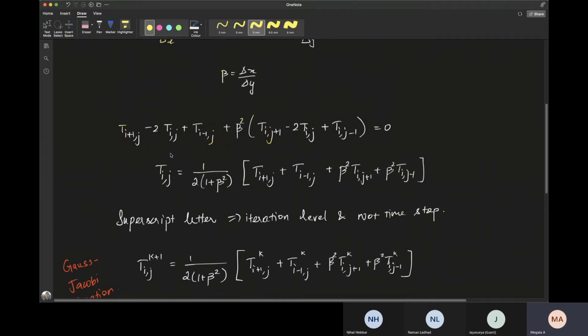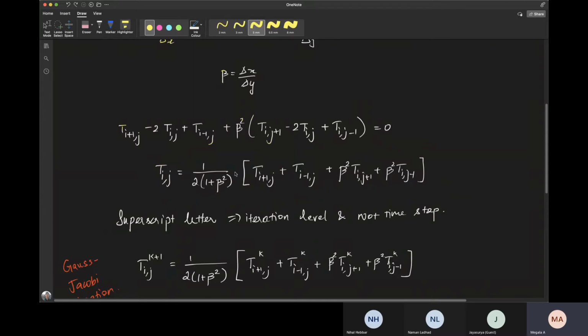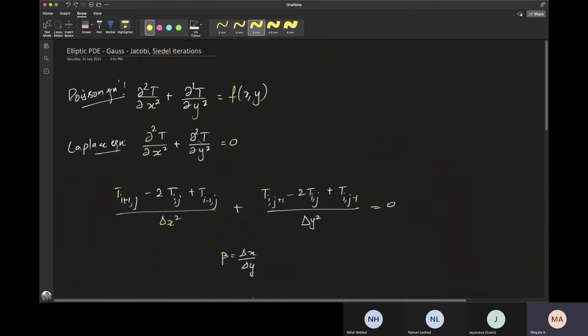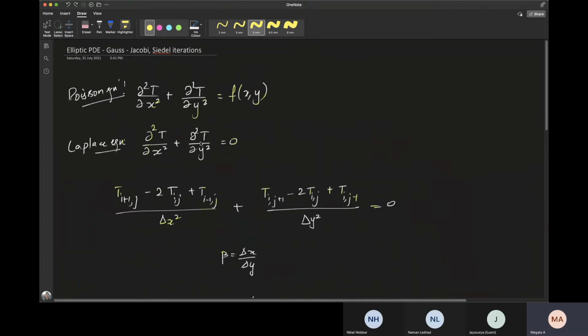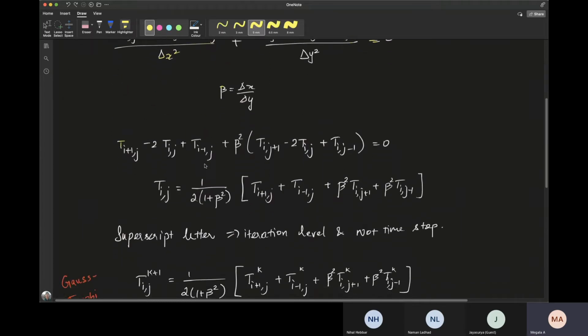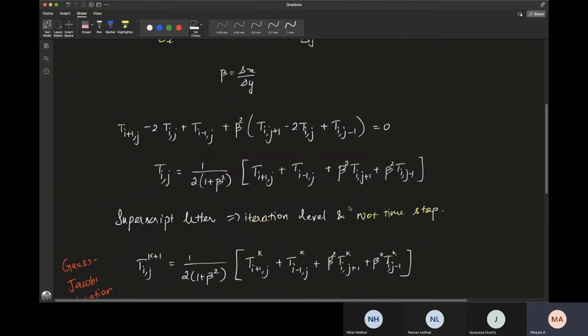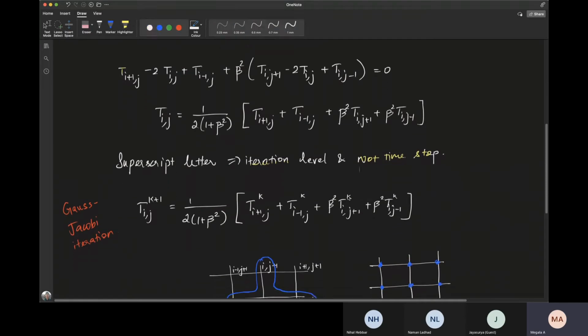Now we need to evaluate Ti comma j. So I'm just writing everything else in terms of just Tij. So this expression gets modified into something like this. Now I have not used any superscripts here because we don't have any time variation, only subscripts are used. But from now on I'll be using a superscript just to identify the iteration level and not the time step. That doesn't mean the time step. So I'll be using k instead of n.